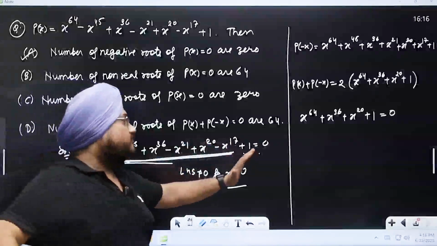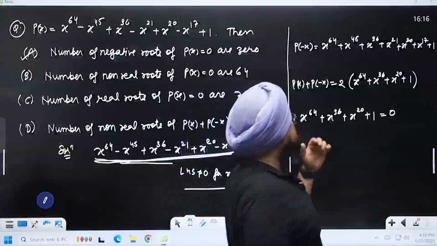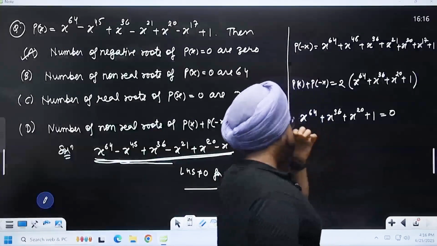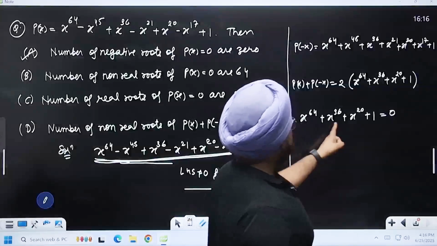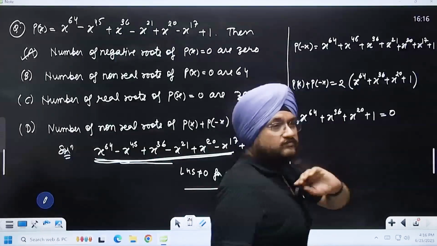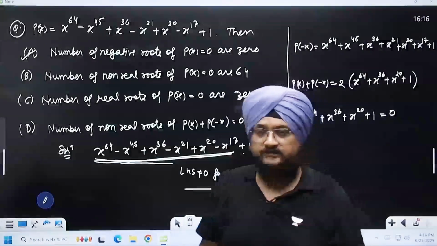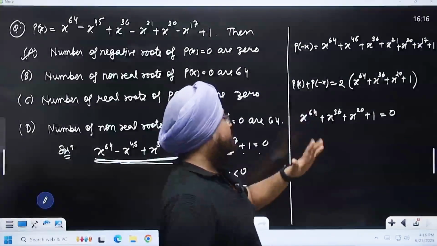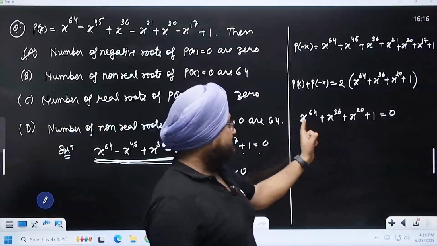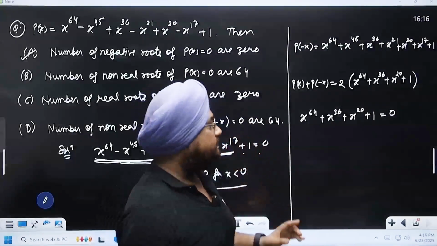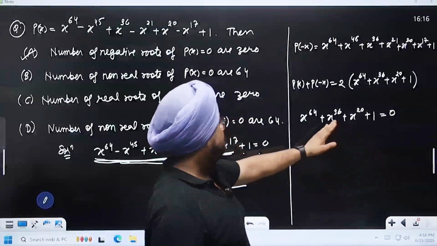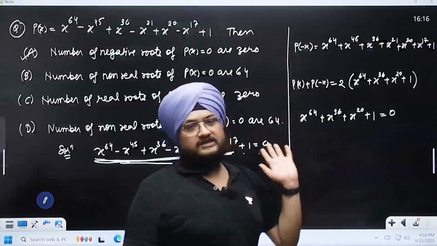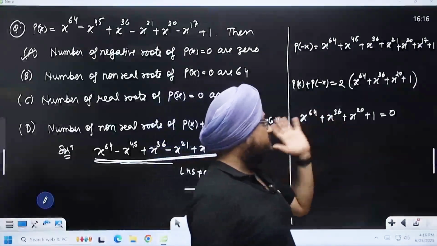Any negative value will not satisfy this equation, any positive value will not satisfy this equation. As x is greater than 0, all these terms are positive, non-negative, plus 1 will be a number greater than or equal to 1. Same for any negative value. For x less than 0, LHS is greater than 1, and for x greater than 0, LHS is greater than 1. For x equal to 0, LHS is equal to 1.